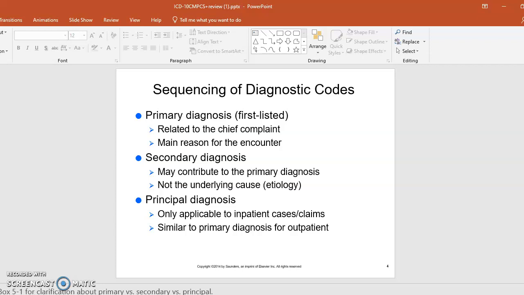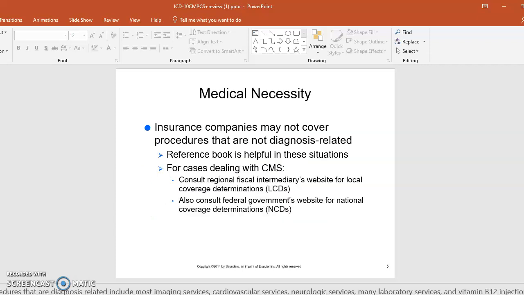Your secondary diagnoses contribute to the primary diagnosis, not the underlying cause. For your principal diagnosis, keep in mind, review that definition. These are only applicable to inpatient cases and claims. They're similar to primary diagnosis for outpatient. Again, remember the rule on principal diagnosis: after study, what brought that patient to the hospital as an inpatient.